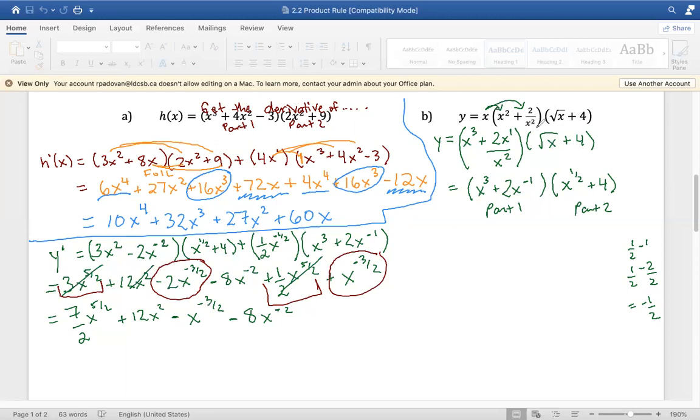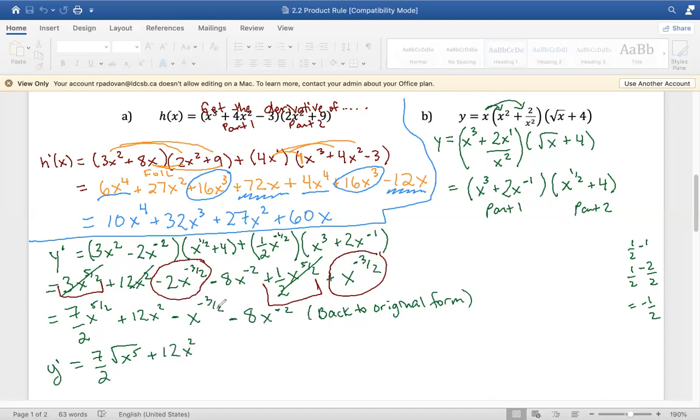But because the original had a fraction and had the radical, we need to put this back into the original form. So I'm still at the derivative here, y prime, though once I write it out, I don't have to write it out again. So I have 7/2, but remember x to the exponent of 5/2 is the same thing as the square root of x to the power of 5, because remember the 2 is hidden there in the square root sign. Plus the 12x squared I can't do anything with.